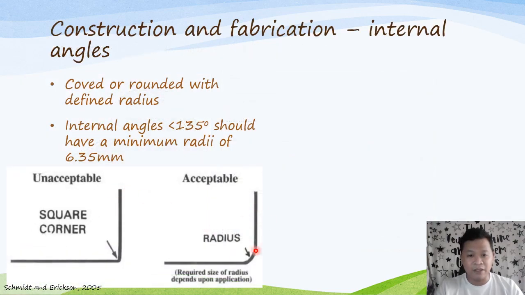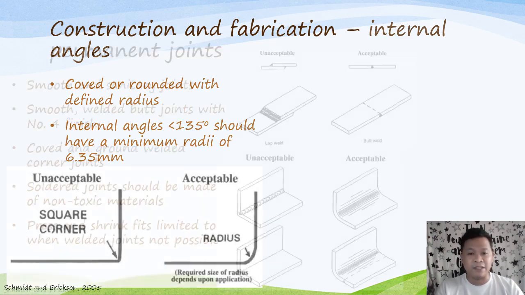Corners should be rounded, and there is a defined radius for this, and internal angle should be less than 135, and physically it should have a minimum radii of 6.35 millimeters. Again, this is for easy cleaning and the prevention of microbial buildup of whatever food ingredient could stick there, making it harder to clean.